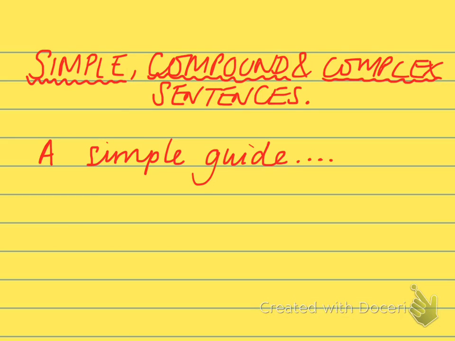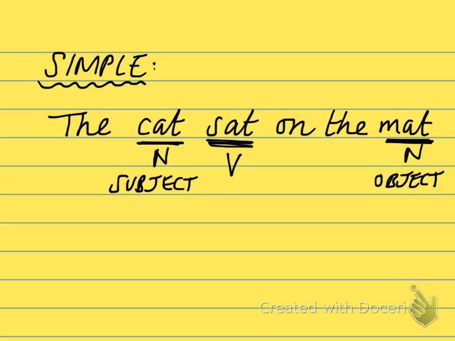Here's a guide to writing simple, compound and complex sentences. First of all, let's start with a simple sentence that has to make sense by itself. We need a capital letter at the beginning and we need a full stop, question mark or exclamation mark at the end. Every sentence has to have a verb. Here's ours. We have sat.